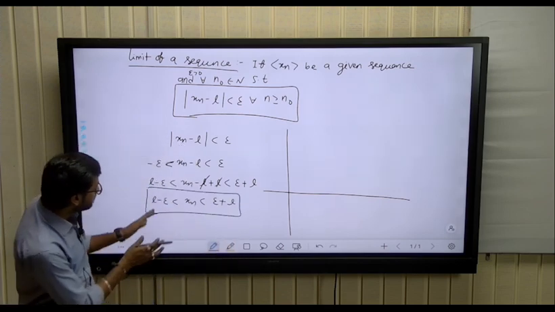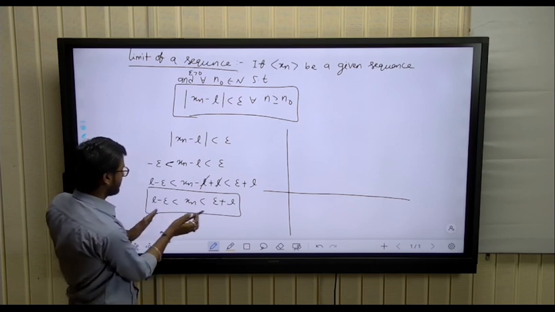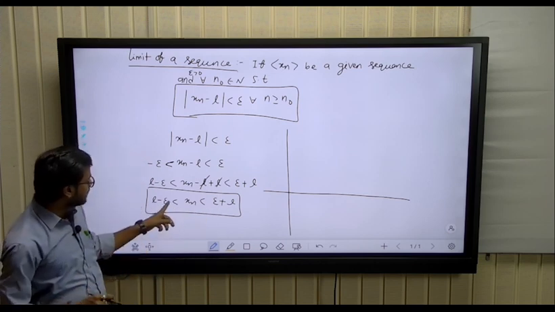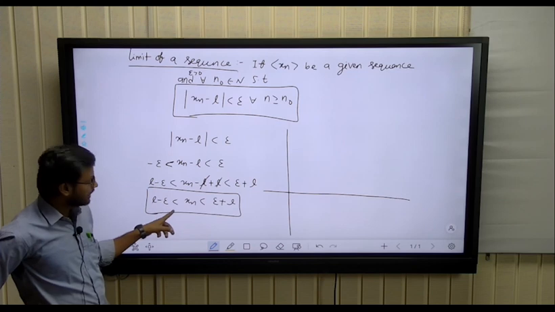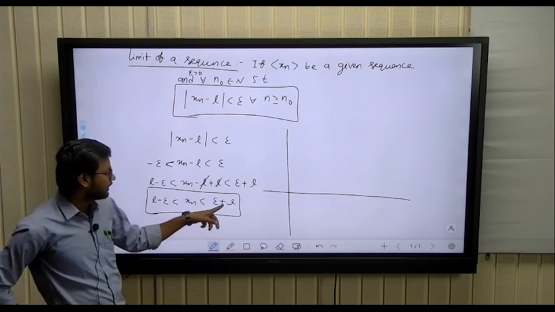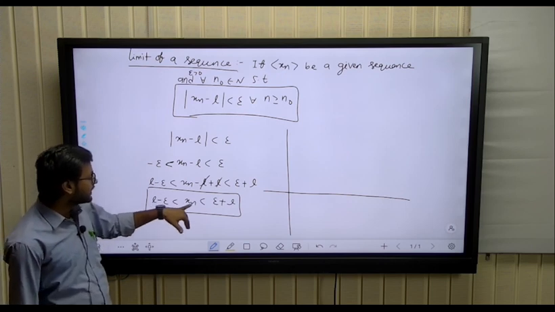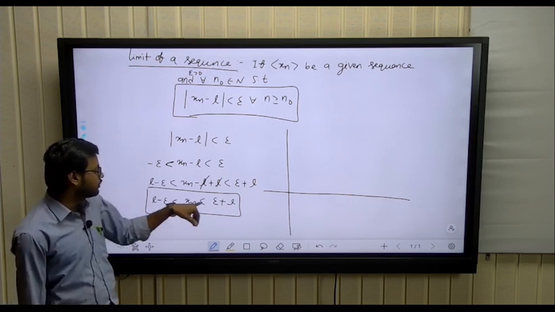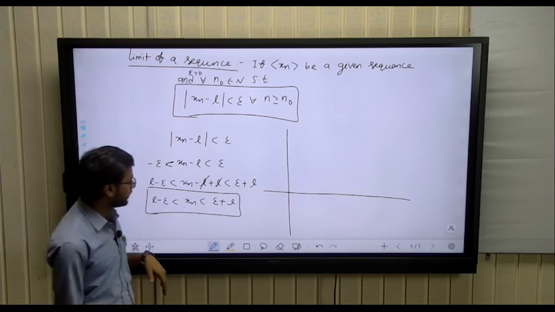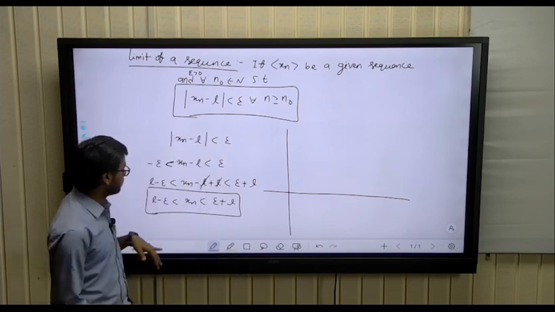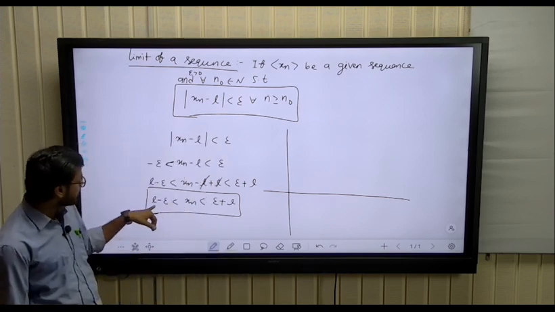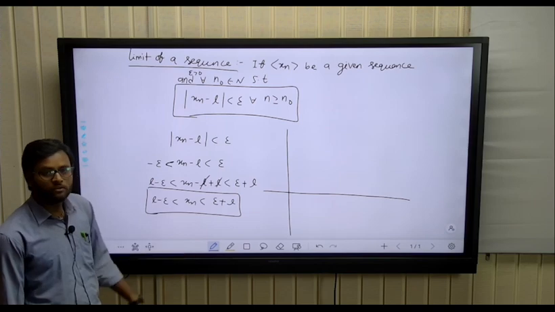It means that the range of xn is greater than L minus epsilon and less than L plus epsilon. So this is the range of xn. It means that xn varies from L minus epsilon to L plus epsilon. Okay, listen. The terms of a sequence lie from L minus epsilon to L plus epsilon.